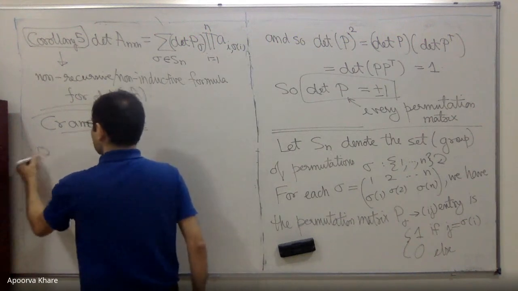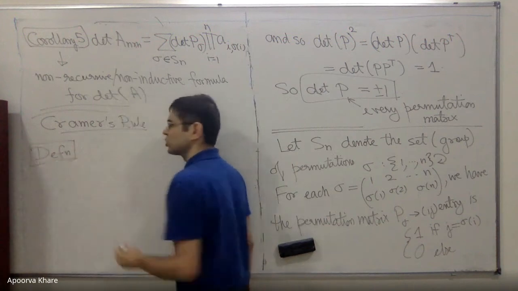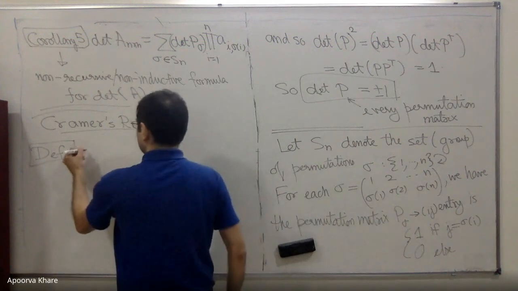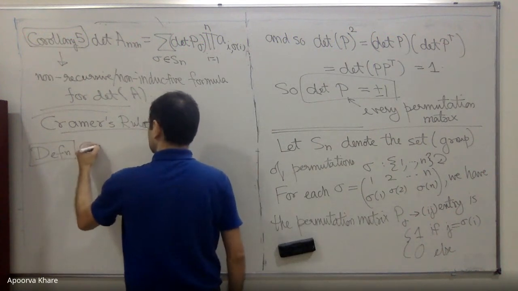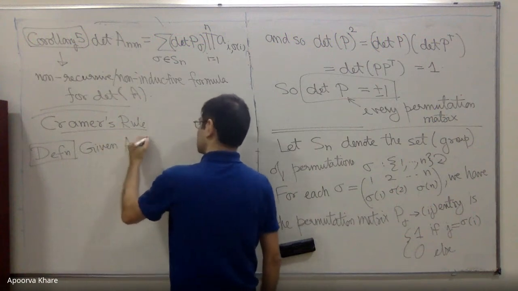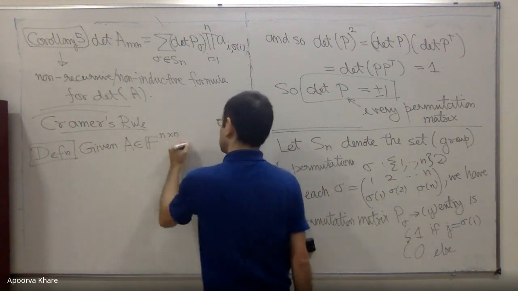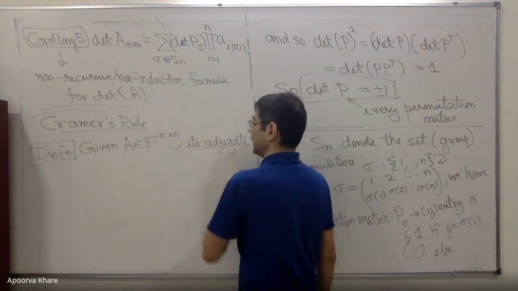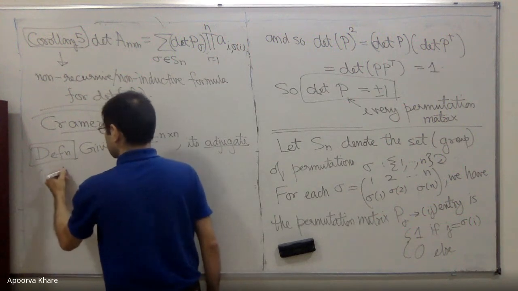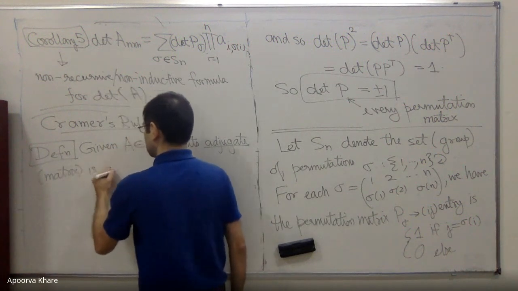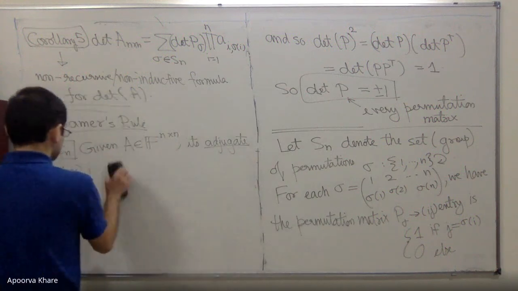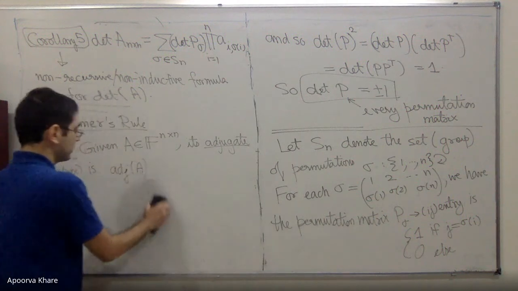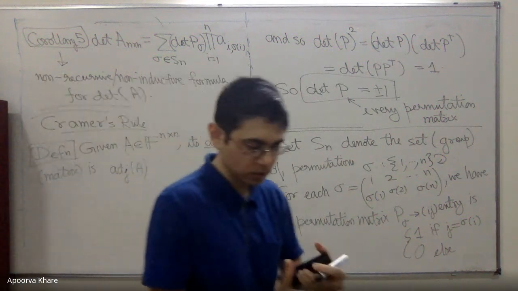I need to first define the adjugate matrix. I'm not sure if I defined it in the homework or not, but if not, you will get it in this week's homework. The adjugate matrix of a matrix A. So given A belongs to F to the n cross n, its adjugate matrix, sometimes people just say adjugate, is ADJ of A. Some people think this is adjoint, but no, this is adjugate.